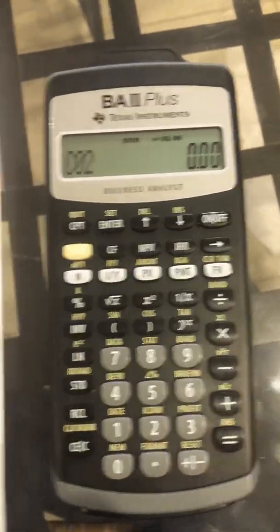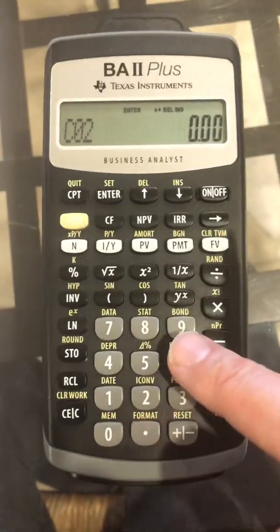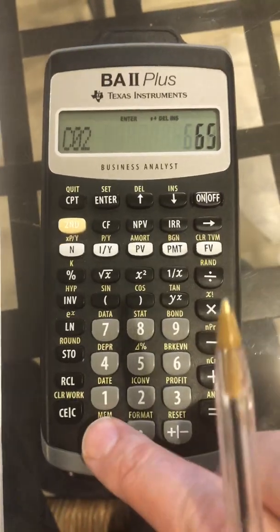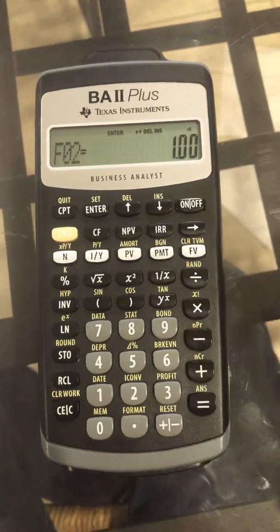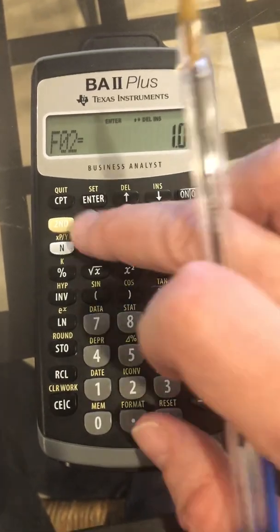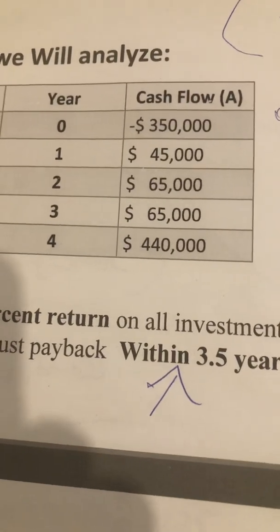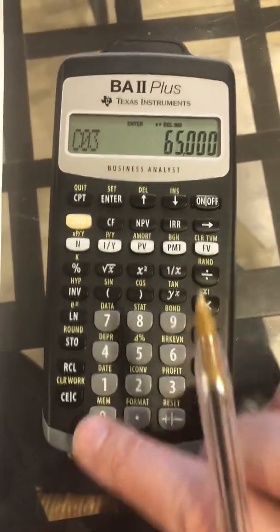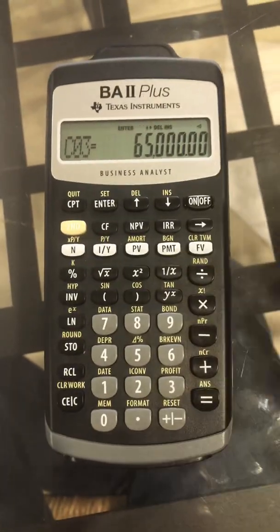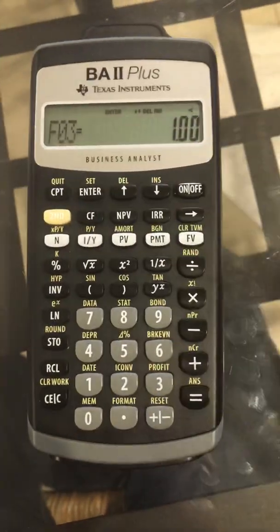And our cash flow for period 2, as you recall, was $65,000, so we'll key in 65,000. We will select enter, and the frequency of that 65,000 was for one period, so we'll hit enter again and select the down arrow key. Now our cash flow for year 3 was also $65,000, so we'll key in 65,000. Select the enter key and the down arrow. The frequency of that cash flow again was for a single period, so we'll select enter and our down arrow key.